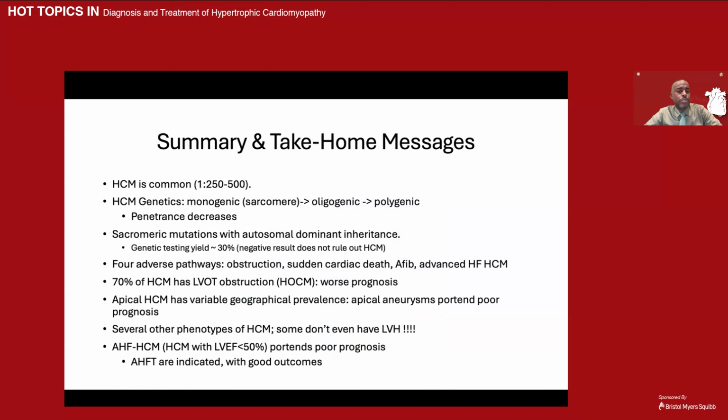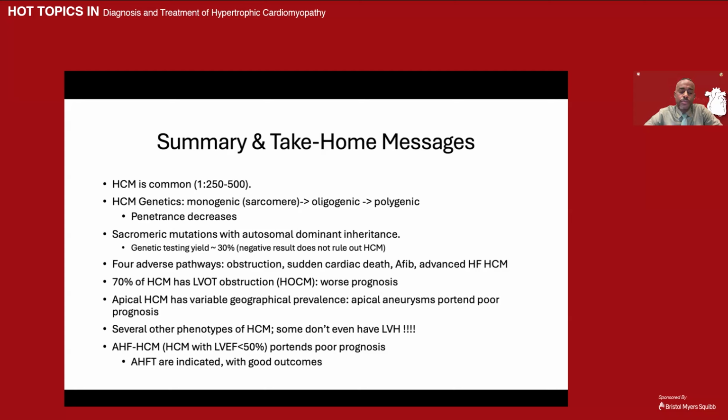So in summary, hypertrophic cardiomyopathy is very common. The genetics can be either monogenic, which is where you have sarcomeric mutations, or it can be polygenic, where you don't have a positive mutation. The penetrance and the expressivity are very variable. Sarcomeric mutations will be inherited in an autosomal dominant fashion, so they will not skip a generation. You are encouraged to pursue genetic testing, but keep in mind that a negative test does not rule out hypertrophic cardiomyopathy. The main adverse pathways to think about with hypertrophic cardiomyopathy are obstruction, sudden cardiac death, atrial fibrillation, and advanced heart failure.